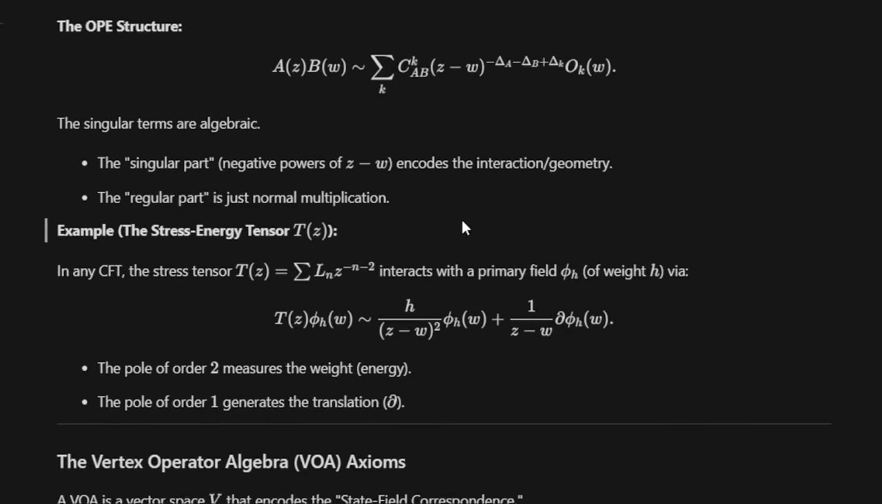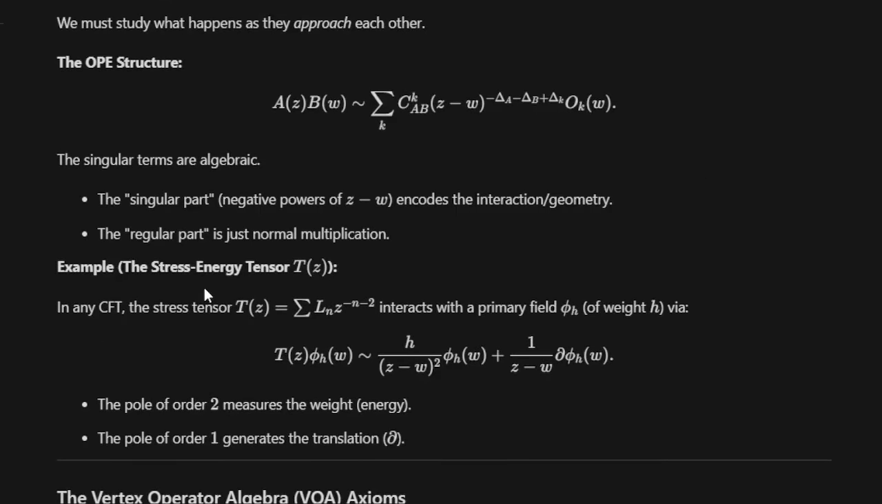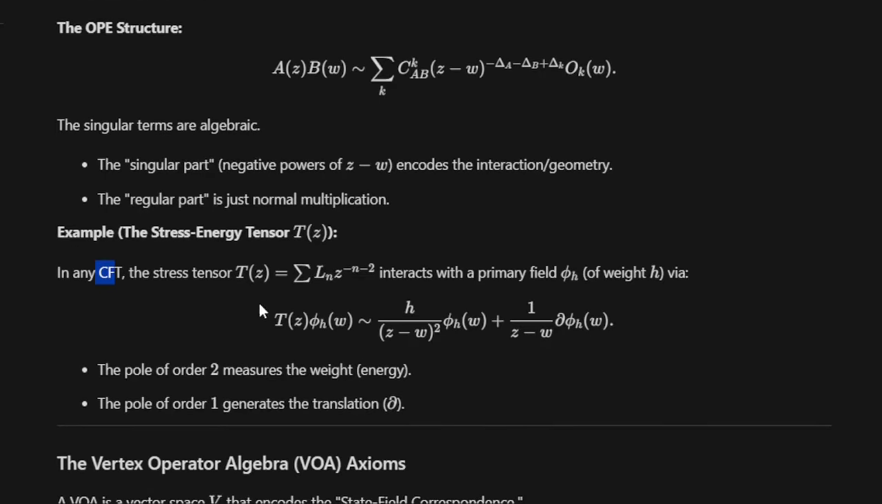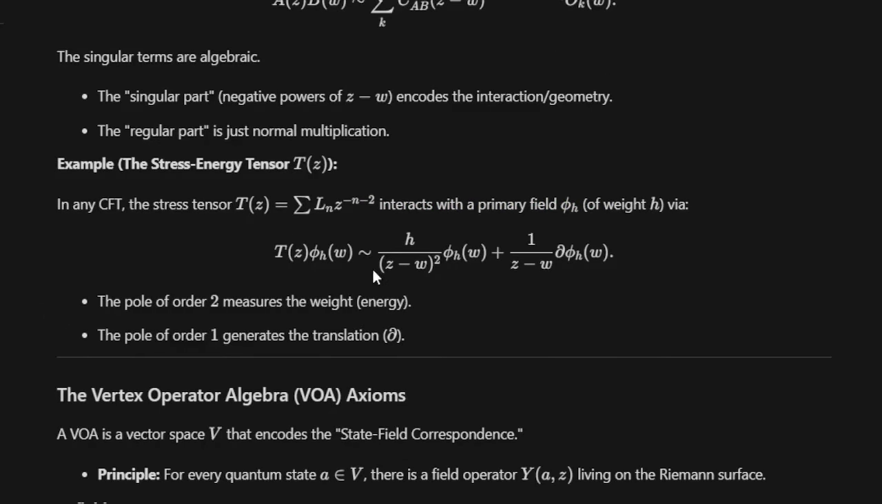And so what this allows us to do is describe or derive a stress energy tensor from a conformal field theory, with the stress tensor T(z) equal to the sum of L_n times z to the negative n minus 2. This should interact with a primary field of weight h. And so when we look at their interactions, we can then get the pole of order 2 to measure the weight or energy of the field, and also a pole of order 1 to generate the translation.